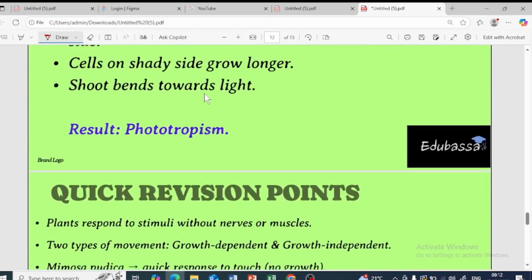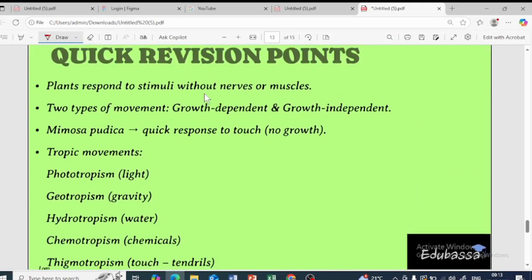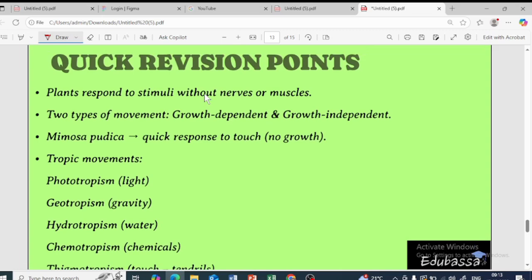So that is it for today, students. Now let us quickly revise the points we did today. The first point: plants respond to stimuli without nerves or muscles. We already know that animals have nerves and muscles in order to respond to stimuli, whereas plants respond without nerves or muscles. There are two types of movement: growth dependent movements and growth independent movements. Growth dependent means the movement takes place because of growth, and here the movement does not take place because of growth.